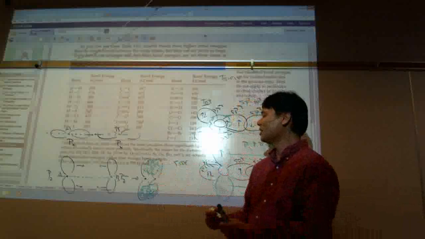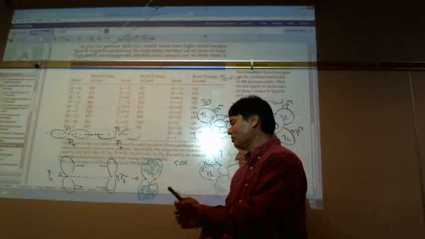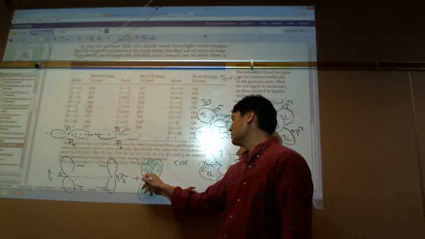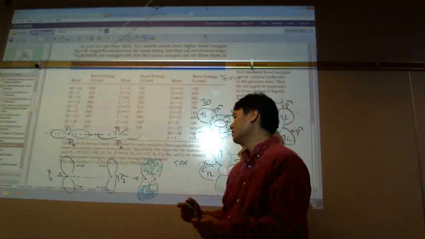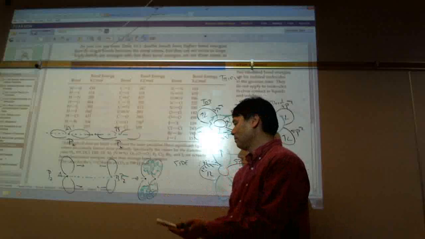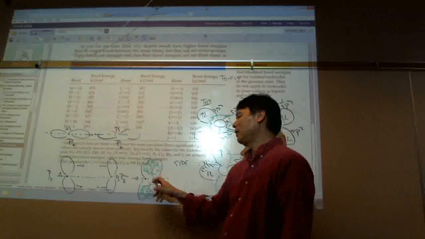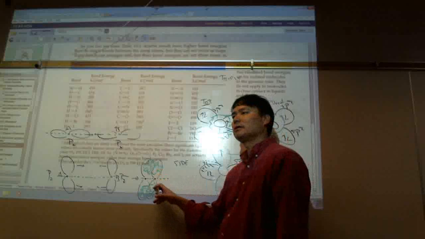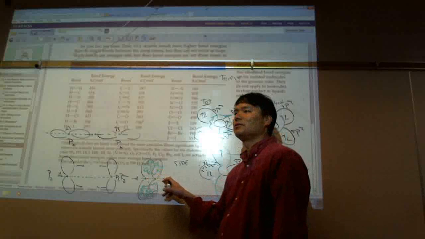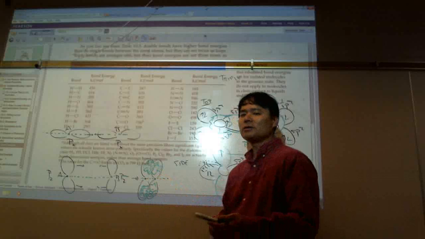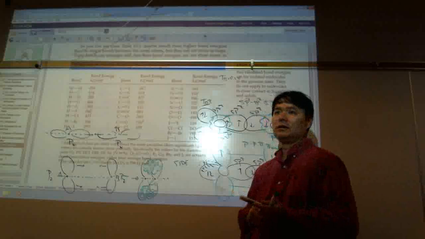So we got electron density there and there, but when I look at the internuclear axis, is there any electron density along the internuclear axis? No. And so this is what's called a pi bond because there's no overlap in the internuclear axis. Pi bonds should be weaker than sigma bonds.